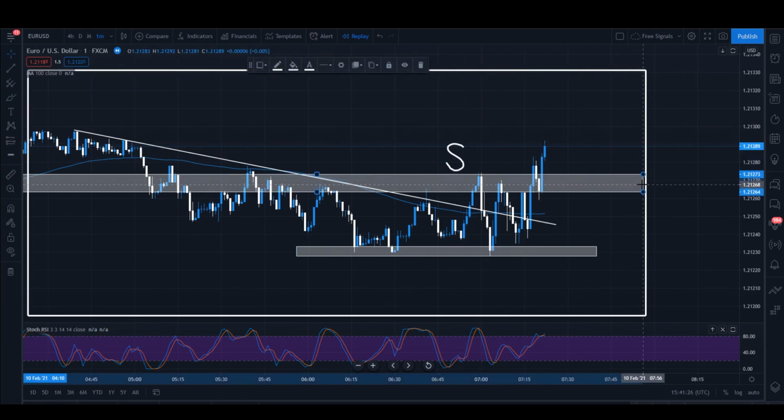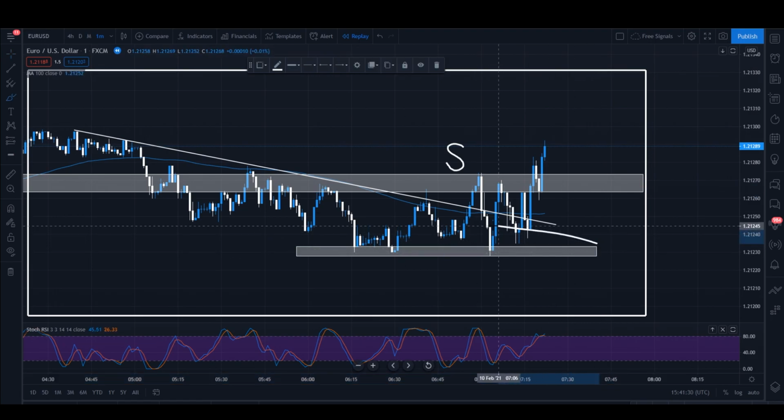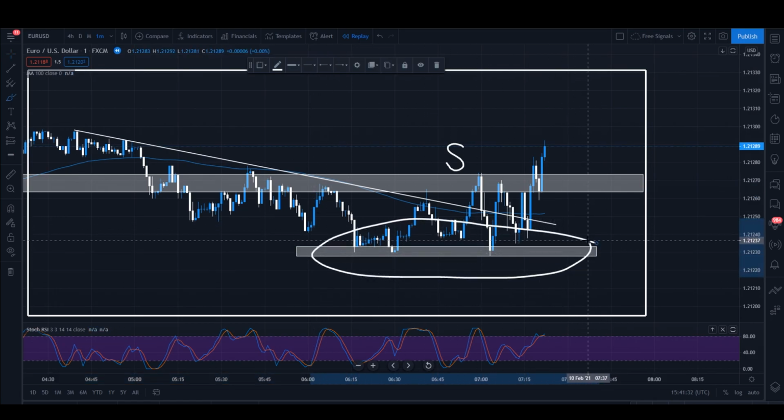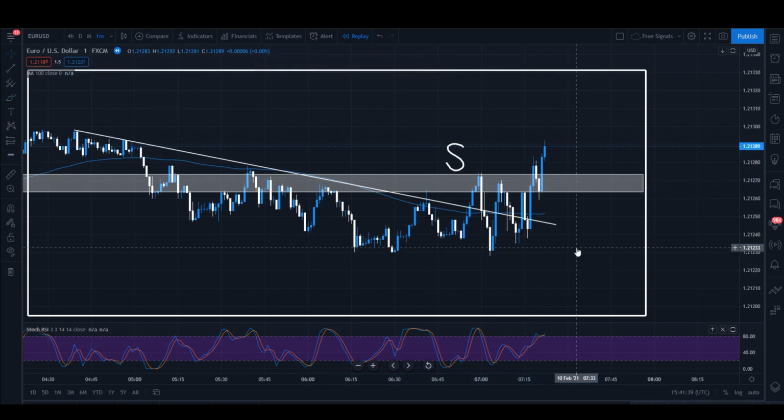We can just drag this along. This area of sensitivity is no longer valid. We don't need it since the price is over here. So let's just not confuse anyone and delete it.